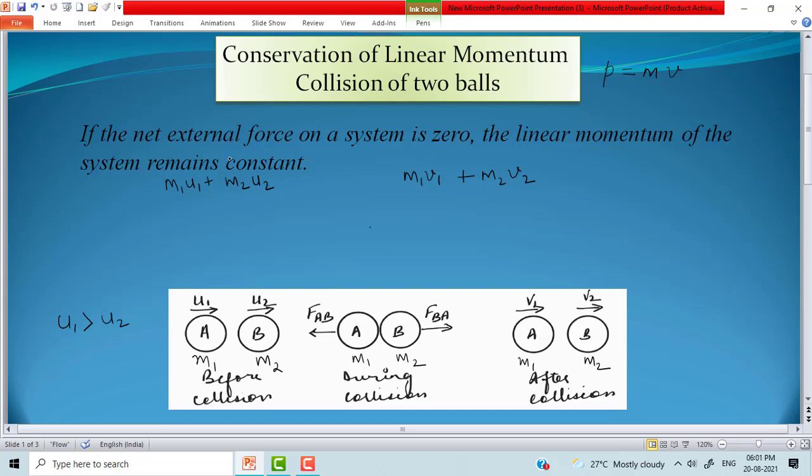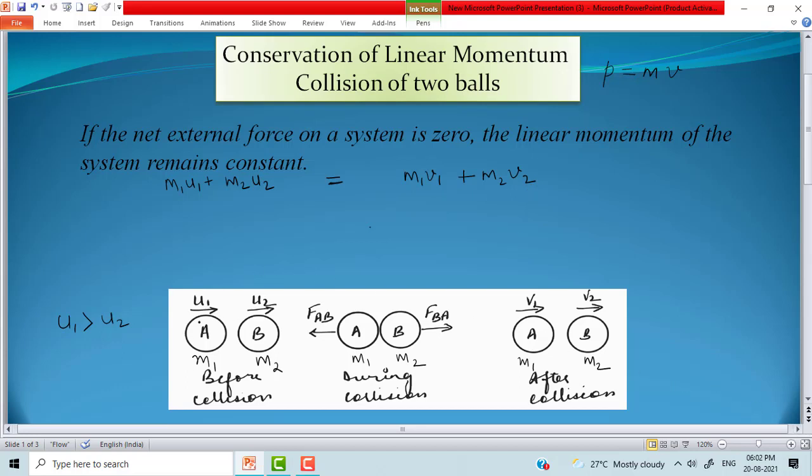This is the total initial momentum of the system, and this is the total final momentum of the system. According to the law, the linear momentum of the system remains constant. That means the total initial momentum must be equal to the total final momentum. We are going to prove it in this video. We want to prove this equation: total initial momentum equals total final momentum.